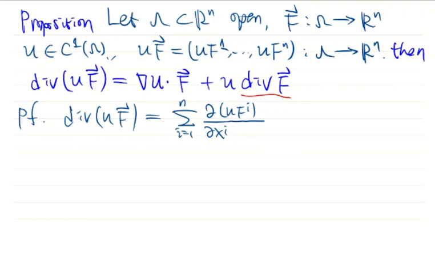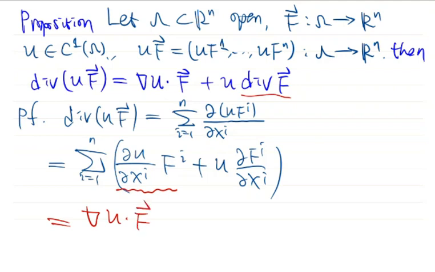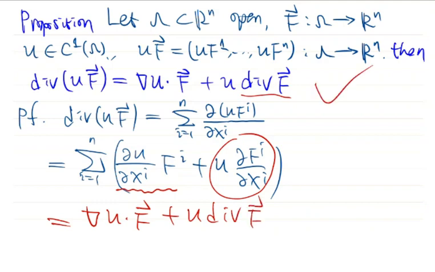But now for this partial derivative, we can apply the product rule to get, for i from 1 to n, the partial derivative of u multiplying Fi plus u multiplying the partial derivative of Fi. But now the sum of the first term is just the gradient of u with F in the inner product, because the ith component of the gradient of u is just the partial derivative of u with respect to xi. So we have this result, and for the second term, you move the u out of the summation. That is the sum of the partial derivatives of Fi with respect to xi. So this is plus u multiplying the divergence of F. So this gives us the desired equality.